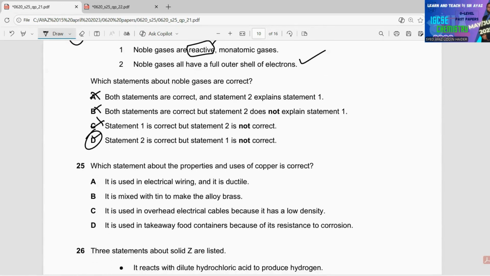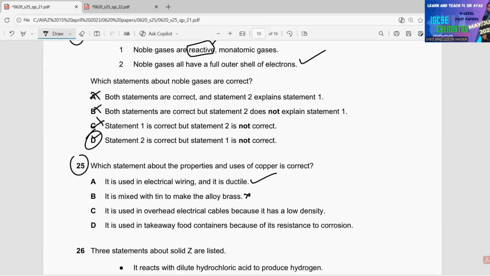25. Which statement about the properties and uses of copper is correct? A, it is used in electrical wiring. It is ductile. This looks correct to me. For your convenience, I am checking the other statements also. B, it is mixed with tin to make the alloy brass. This is incorrect, because zinc is mixed with copper to make the alloy brass.